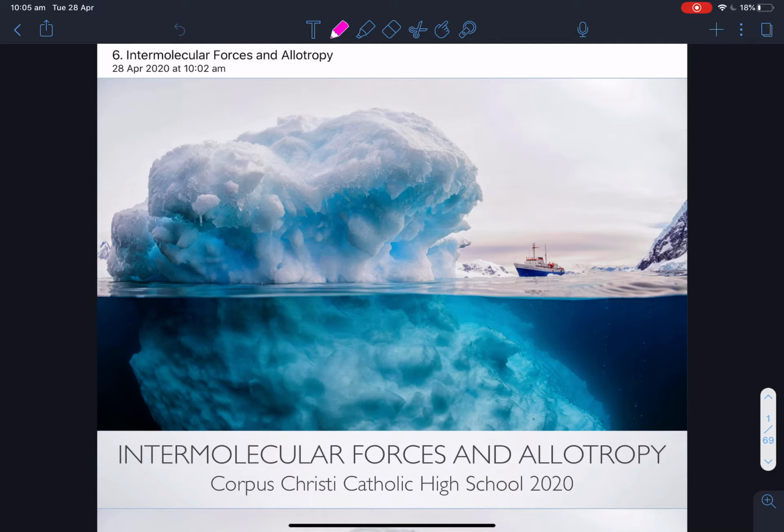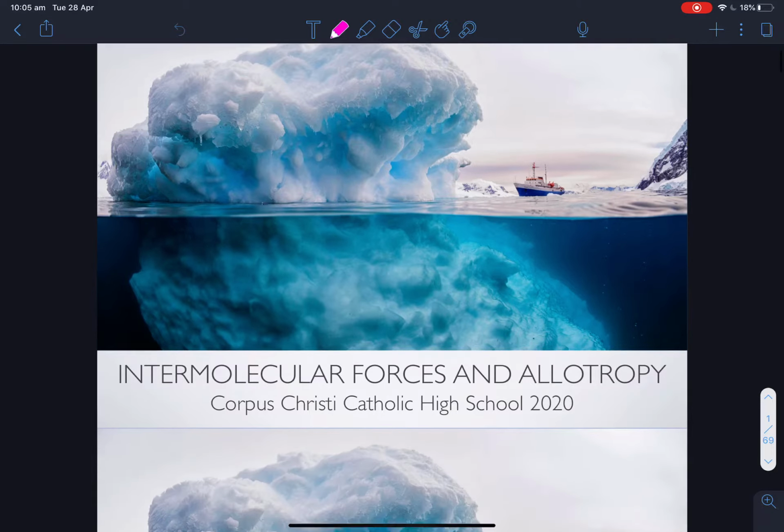Year 11, this is the first video for this new chapter on intermolecular forces and allotropy. I'm going to talk through molecule shapes, which is the first section that we've got here. So, a lovely picture of an iceberg there.